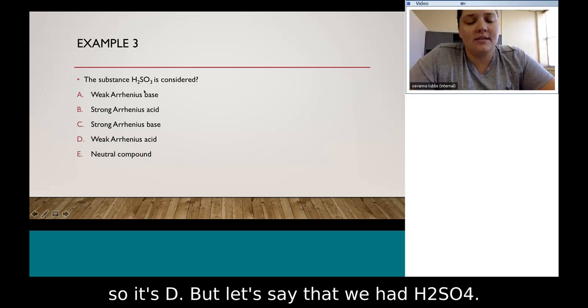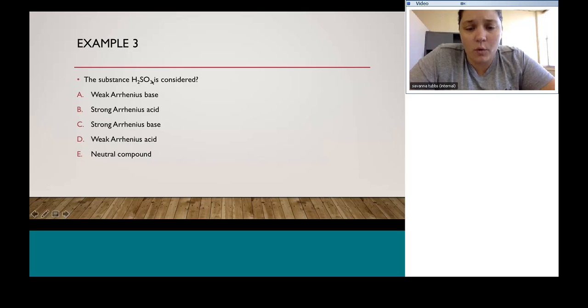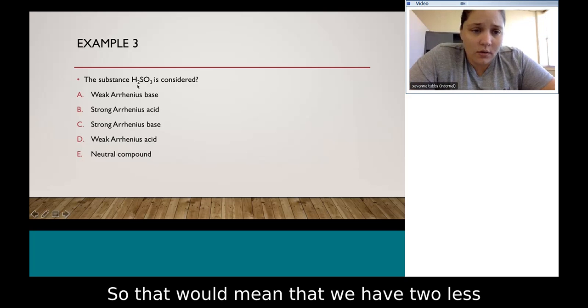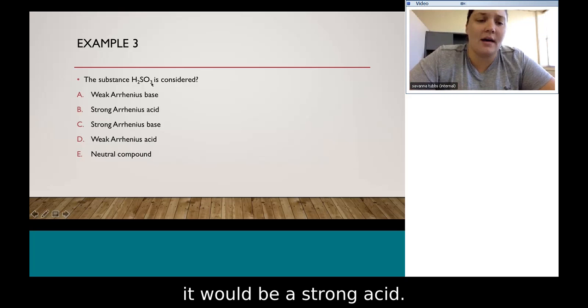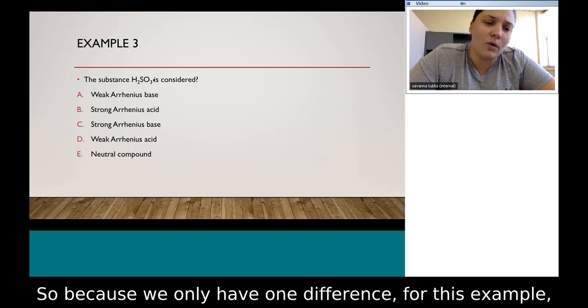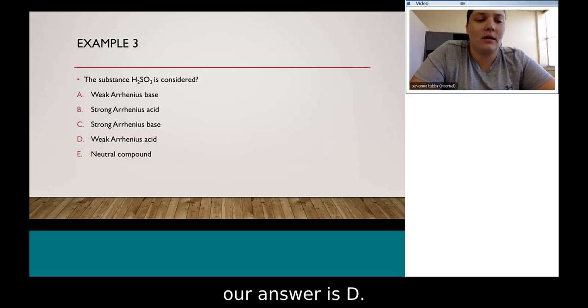But let's say that we had H2SO4. So that would mean that we have 2 less hydrogens than we do oxygens, which means it would be a strong acid. So because we only have one difference, for this example, our answer is D.